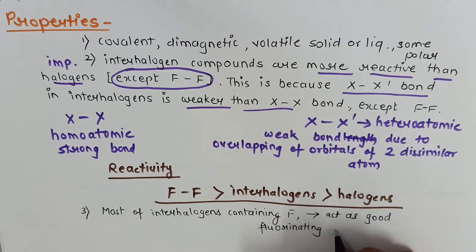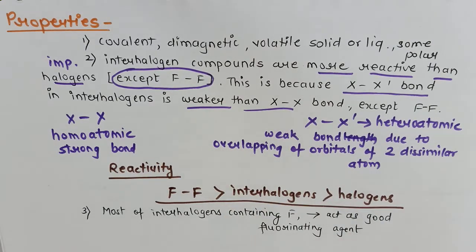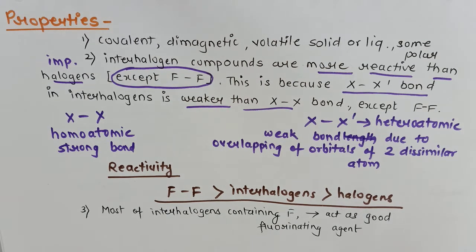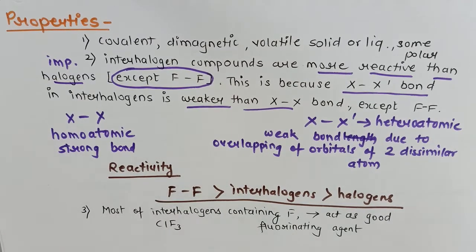This is because fluorine, being small in size, forms a weak bond, the bond will be cleaved faster, and therefore it will be able to donate fluorine quickly. Hence, all those interhalogens which contain fluorine act as good fluorinating agents. For example, in this case here, ClF3 will be a good fluorinating agent.